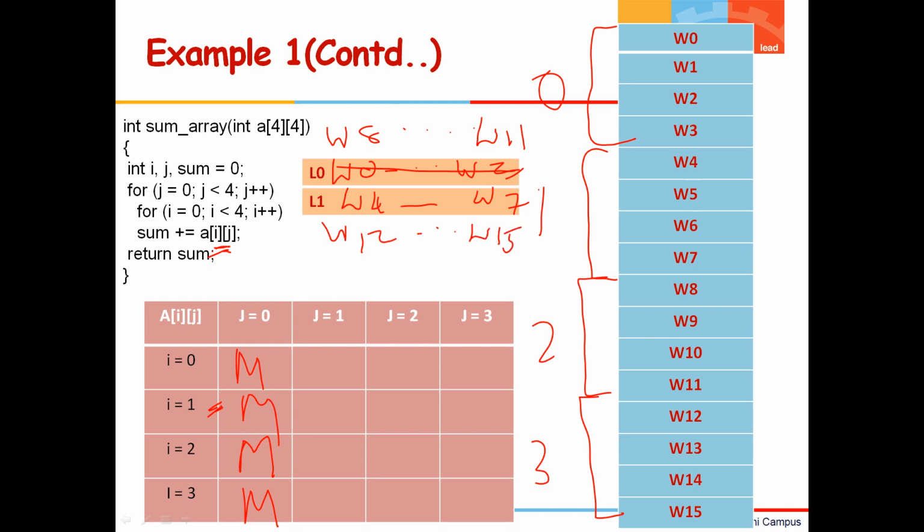Now the next one is going to be J equal to 1 and I equal to 0. So it should be this element. This element is not there, so therefore another miss. So this will be a miss, and so on. So there will be misses throughout.